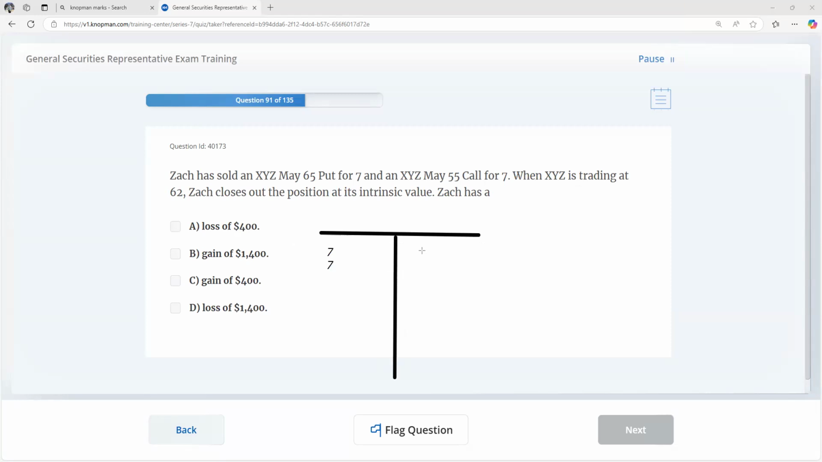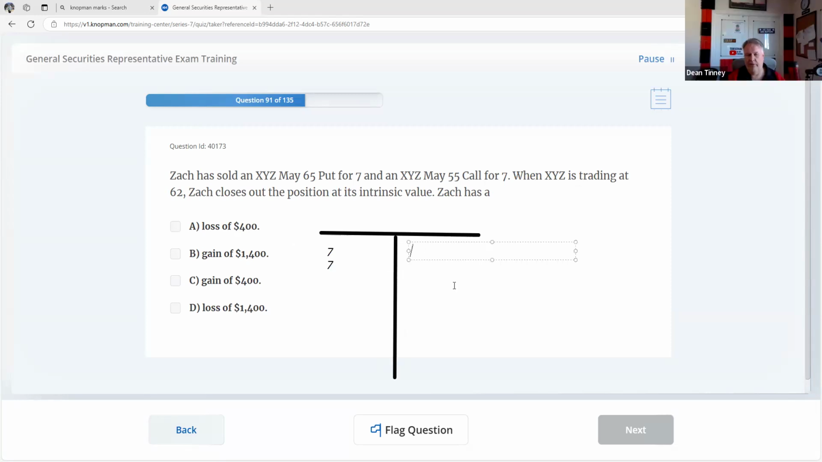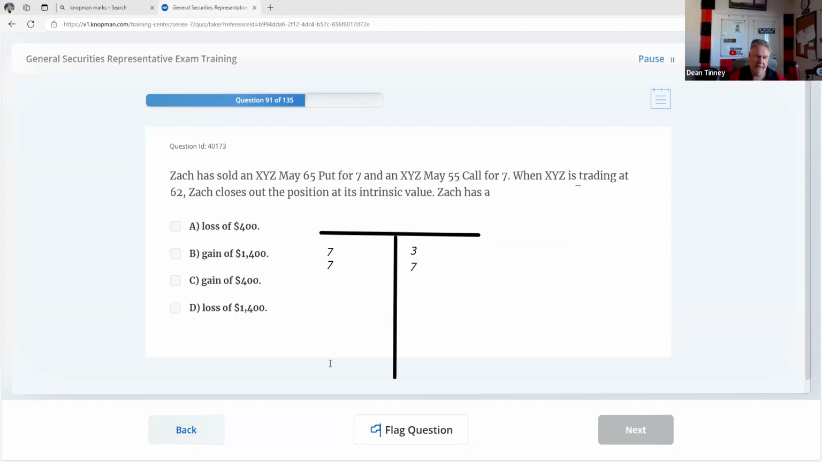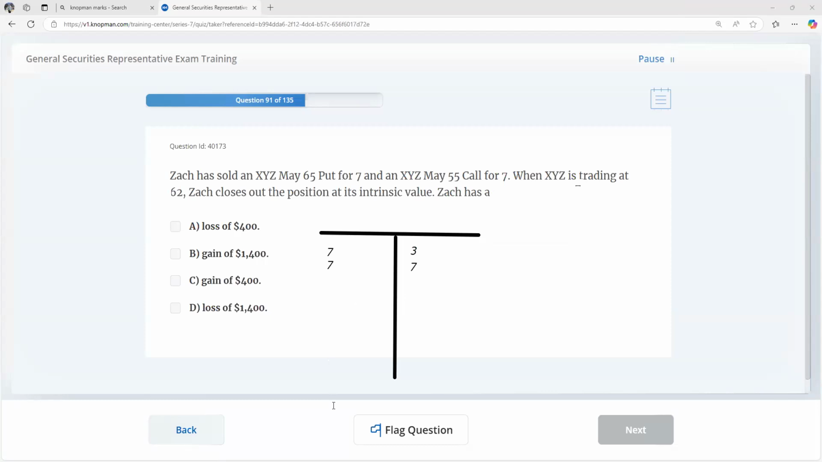And now it says you close out at intrinsic value. So what's the intrinsic value of a 65 put with the stock at 62? What's the intrinsic value of a 55 call with the stock at 62? So you were right that it was 14 and 10, and you were right about the 4. Then I asked you, which one are you picking? Are you picking A or are you picking C? I would hate to get this wrong just because I know I got the math right.